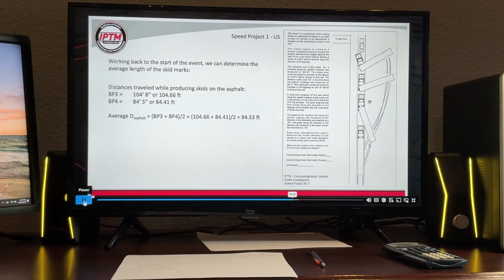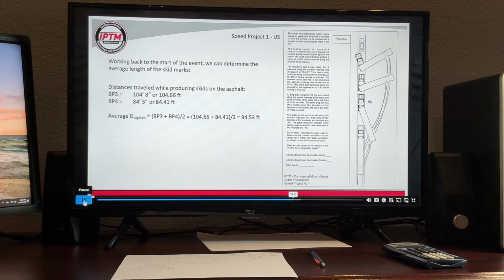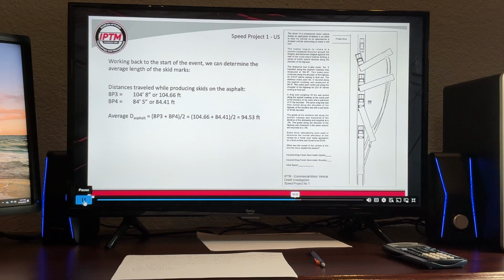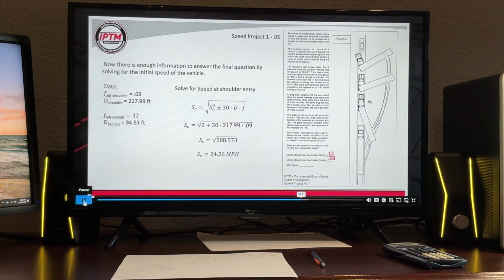And our distance on the roadway is a little bit shorter, so we just do the same process. Add an average, brake point 3, brake point 4, and our average distance on the asphalt is 94.53 feet. So if our question was the initial speed, we know that we needed some distance, we needed some drag factors, we have those accomplished, and we can step into working some speed calculations.